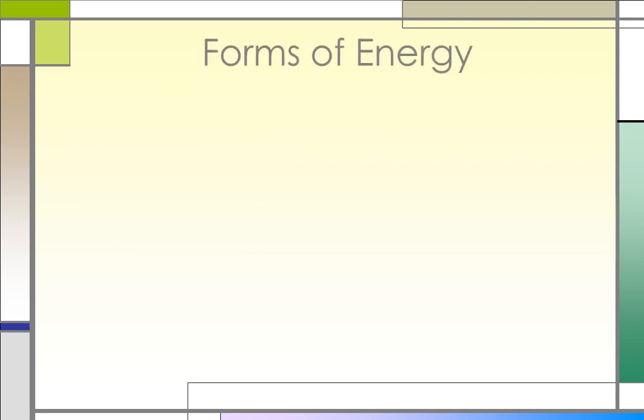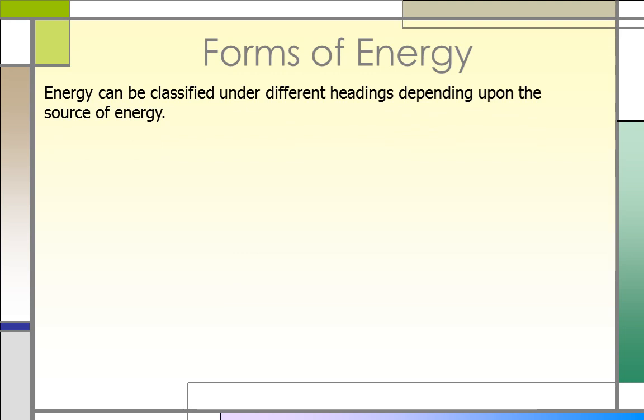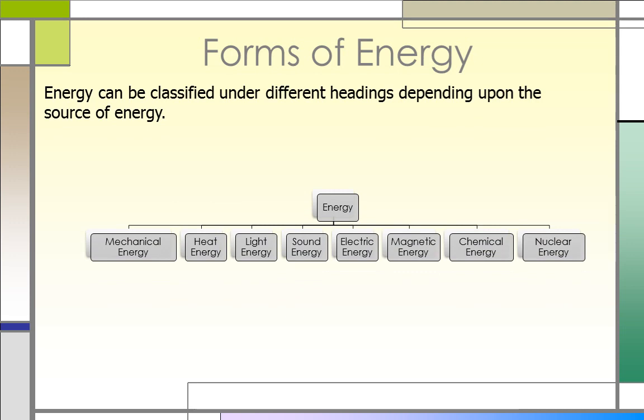So, energy can be classified under different headings depending upon the source of energy, and these different headings are mechanical energy. In this, we'll see potential and kinetic energy, because potential and kinetic energy are the kind of mechanical energy only. Okay, and heat energy, light energy, sound energy, electric energy, magnetic energy, chemical energy, and nuclear energy. So we will see all these forms of energy one by one, but in today's class we're going to see mechanical energy, heat energy, light energy, and sound energy and their examples.